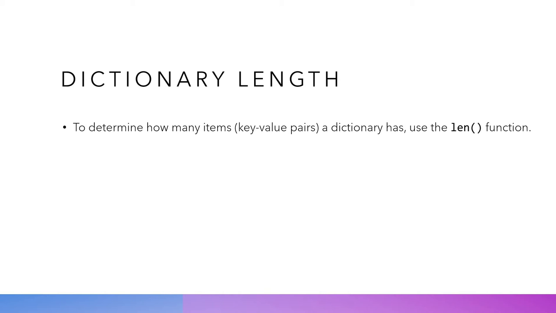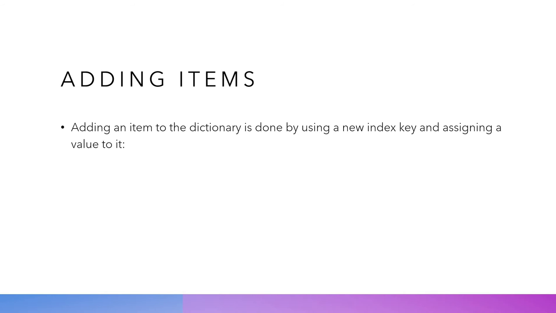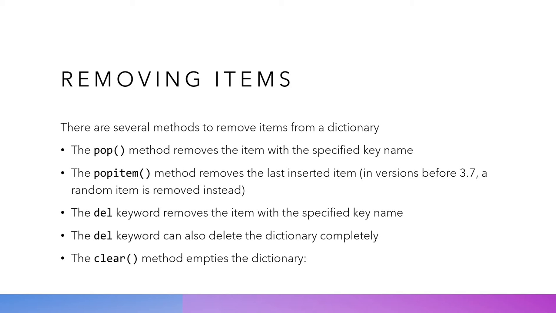Dictionary length. To determine how many items, that is key-value pairs, a dictionary has, use the len function with small brackets. Adding items. Adding an item to the dictionary is done by using a new index key and assigning a value to it.